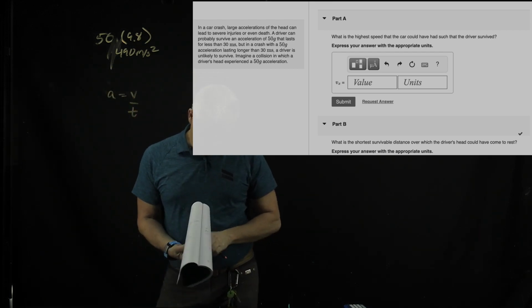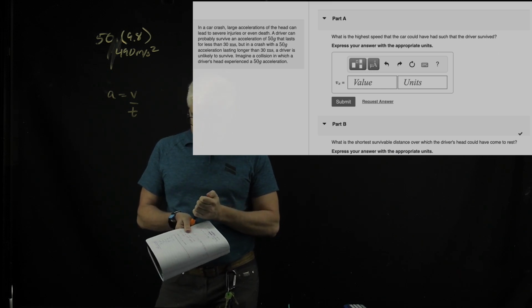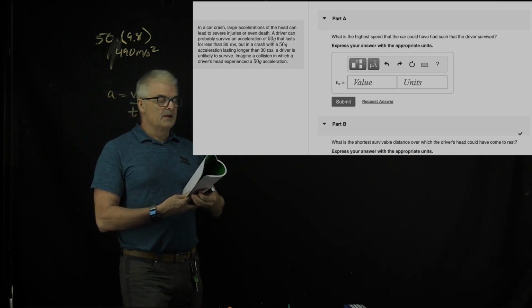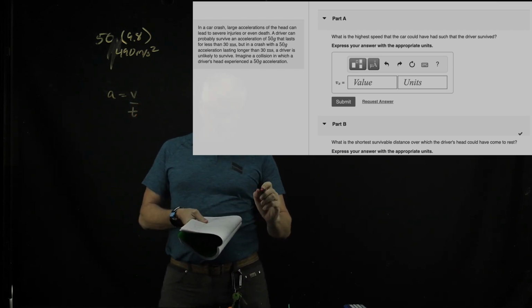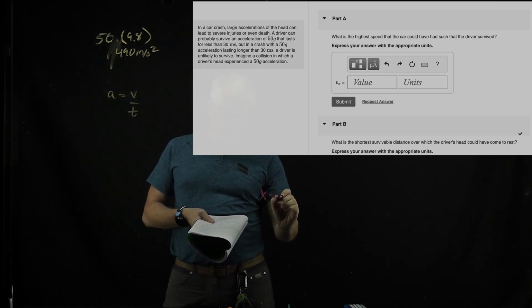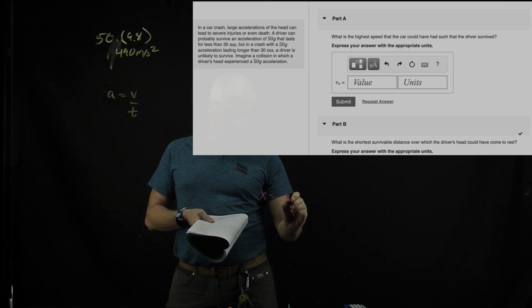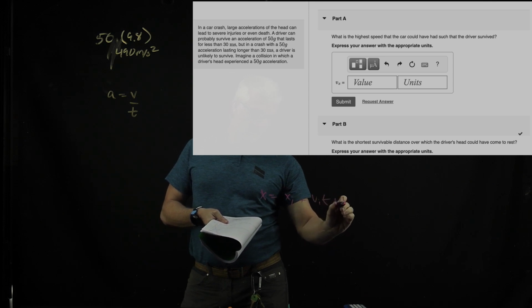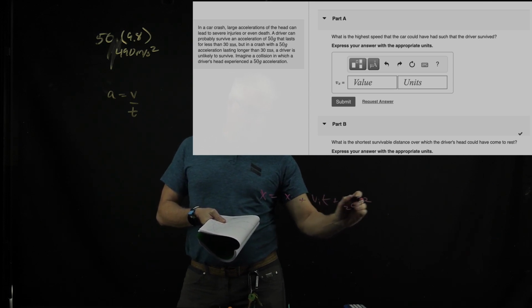Let me get a different pen. The master equation, remember we learned about the three equations in the last ball game. There's three key equations, but the one you're going to use is that x equals x initial plus v initial t plus 1/2 at squared.